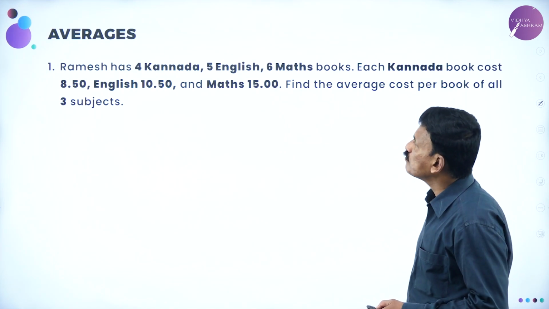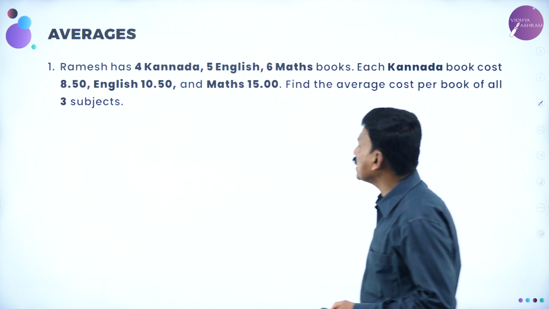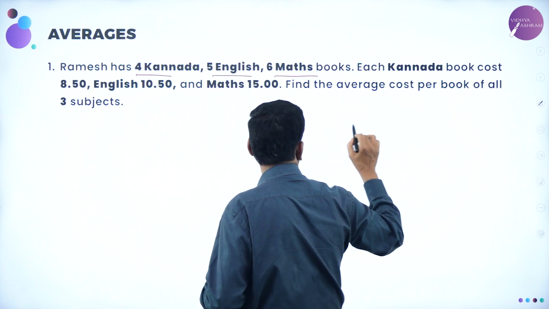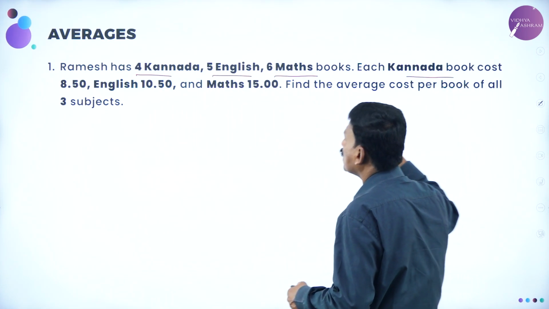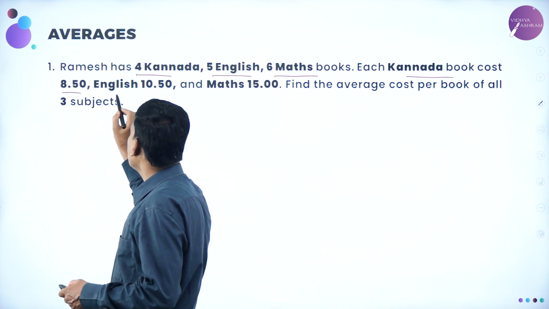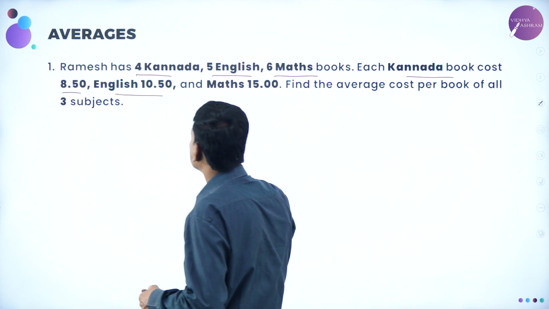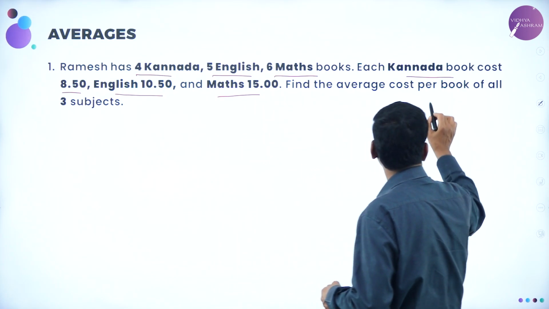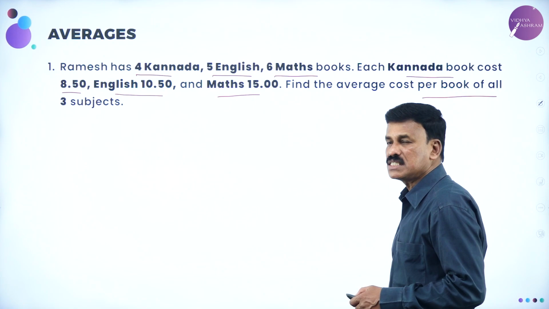Now, let us take an example. Ramesh has 4 Kannada, 5 English, 6 maths books. Each Kannada book will cost rupees 850 and English will cost rupees 1050 and maths 15 rupees. Find the average cost per book of all 3 subjects.